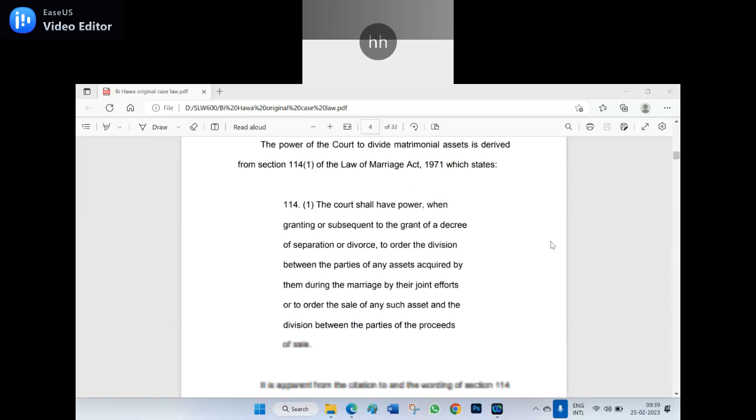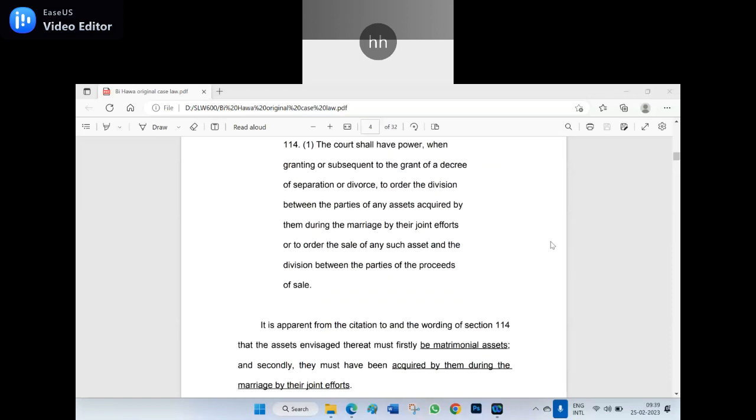So you write the issues, you frame the issues. What are the issues there? To me, only one issue is there. That is distribution of the matrimonial property. That is only the one issue.